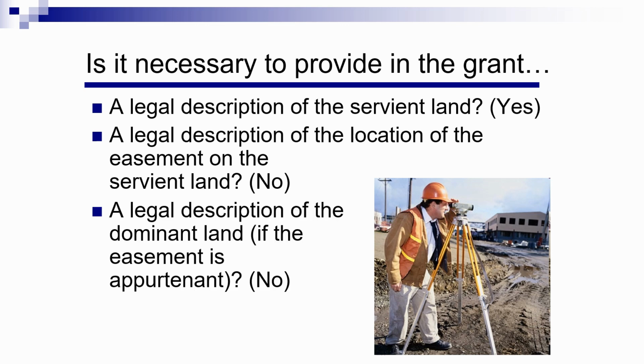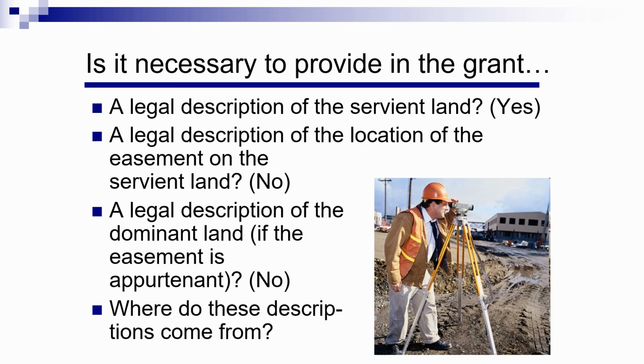What about a legal description of the dominant land? If the easement is appurtenant to a piece of dominant land, as it is in this example, the dominant land would be lot 1. Do we need to describe the dominant land? Once again, the answer is no. Again, it's an excellent idea to do that, but it isn't legally essential. If we don't say what the dominant land is, the courts will try to figure it out from the facts and circumstances.